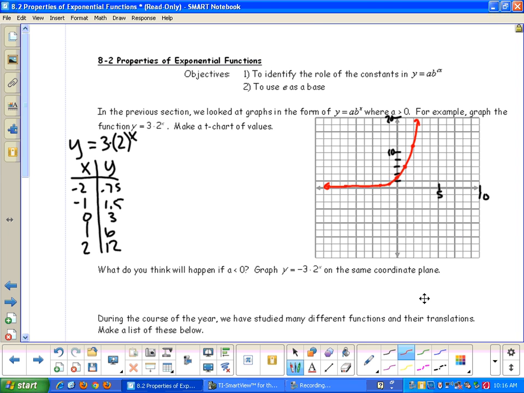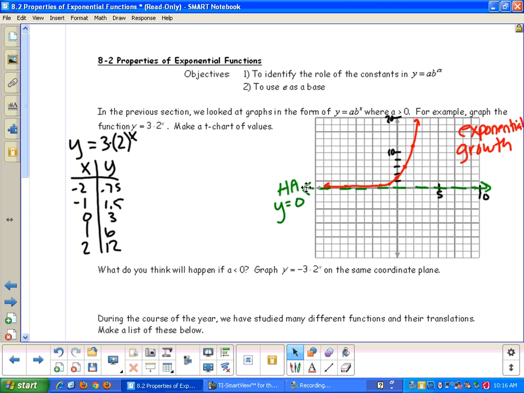Don't forget to also draw in your horizontal asymptote, which would be right here. Remember, I abbreviate horizontal asymptote as HA, so it would be the line y equals 0. So that's our graph, and remember we talked about this before, where this is exponential growth, because as you go from left to right in your graph, notice your y values are increasing in value. Since they're increasing in value, that's how we know it's growth.